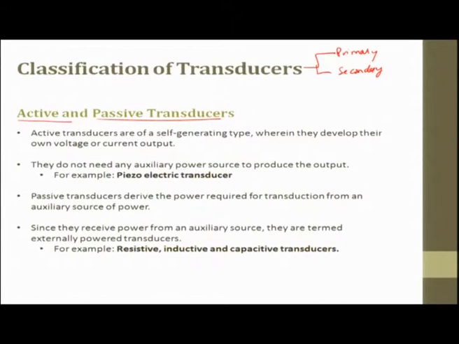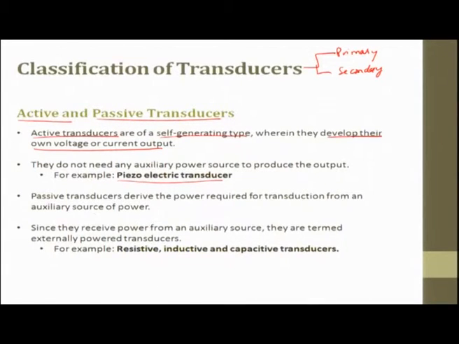Active transducers are self-generating type, wherein they develop their own voltage or current output. Predominantly we use voltage. They do not need any auxiliary power source to produce the output. Example: piezo crystal transducer, mechanical displacement into voltage.